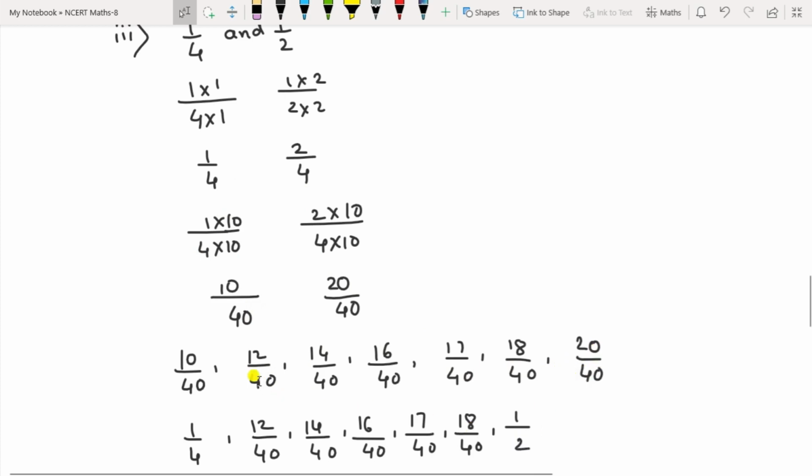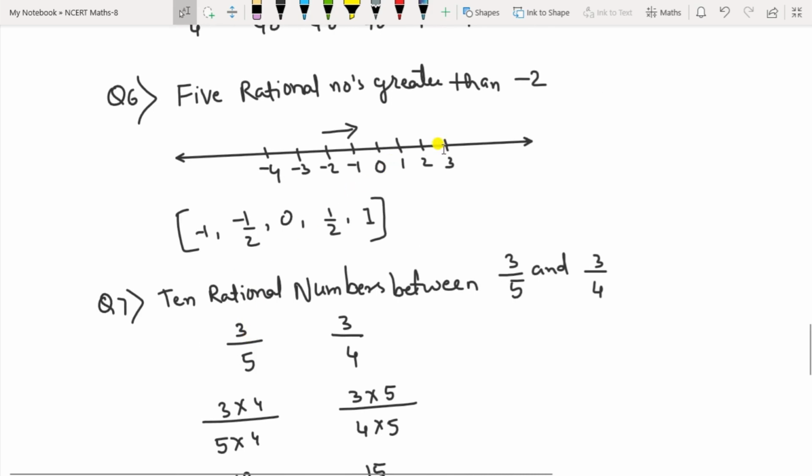Now question number 6 is 5 rational numbers greater than minus 2. Greater than minus 2 means you have to move to the right hand side of the number line. So this is minus 2, move to the right hand side. So this is minus 1, minus 1 by 2, 0, 1 by 2 and 1. These are the answers for this question.